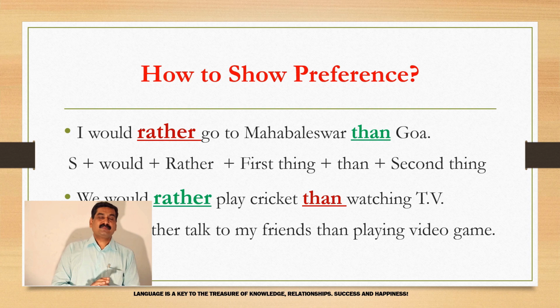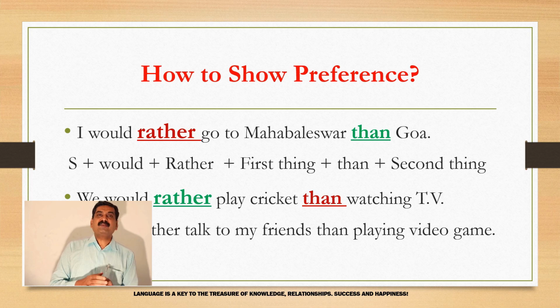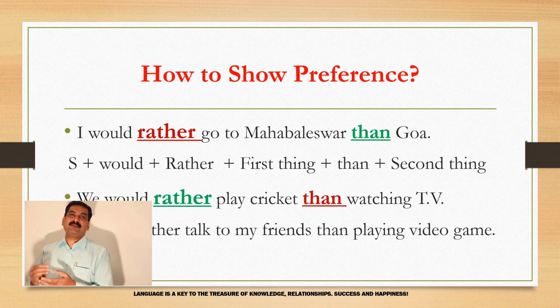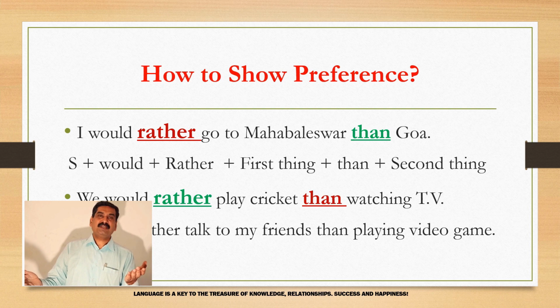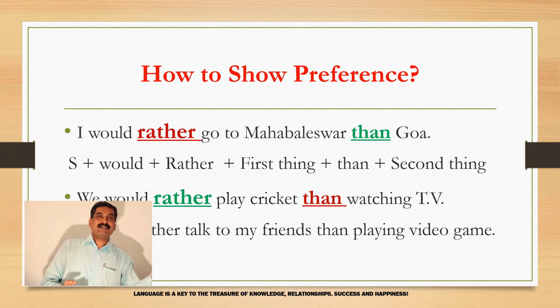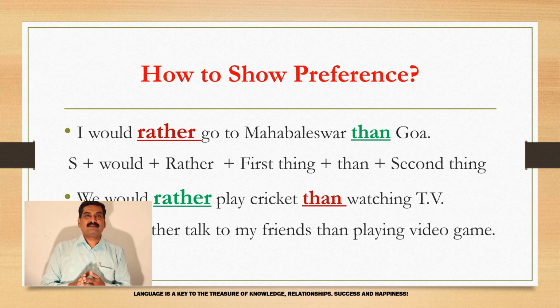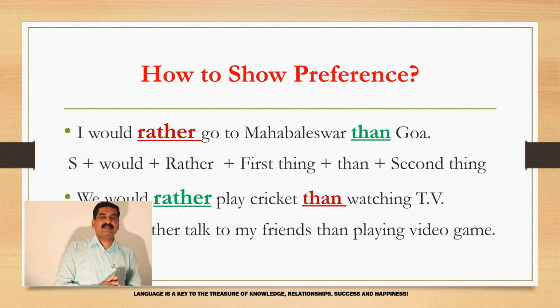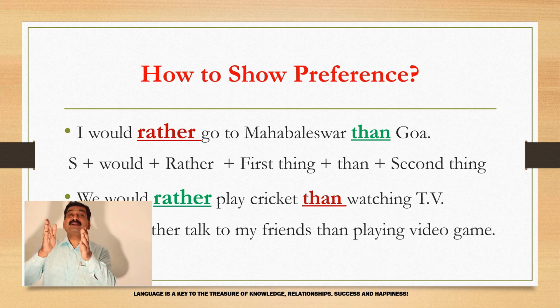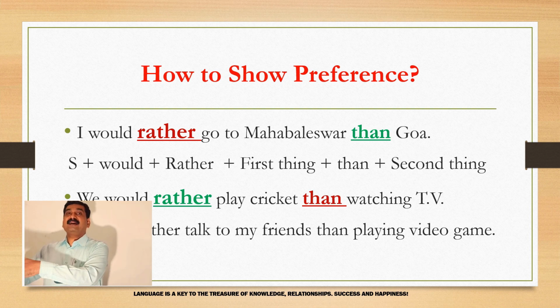In the same way, we can take another example. We would rather play cricket than watching TV. So there are two things, watching TV and playing cricket. So playing cricket is given preference using would rather than. Okay. So in this, when we make sentence in this way, we take subject in the beginning, then we take would, then rather, then first thing, then than, and then second thing that we do not prefer.